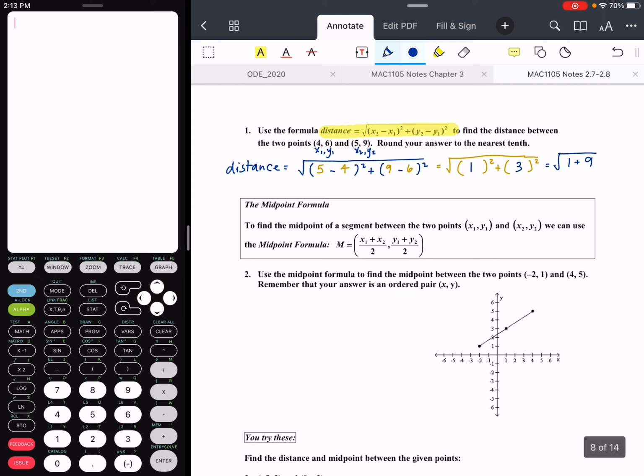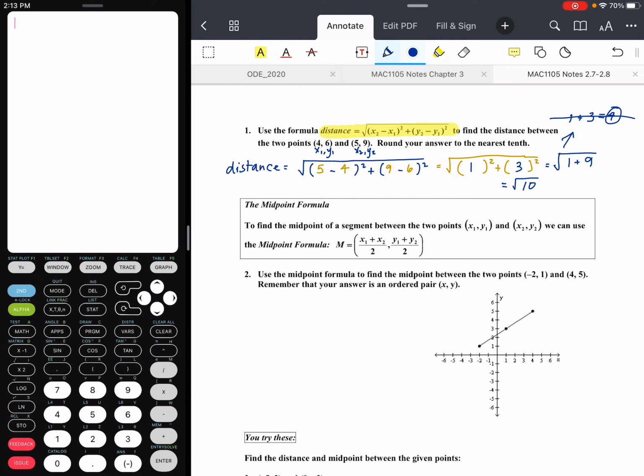Now, be really careful here. What I see a lot of well-intentioned students doing is they're like, oh, cool, 1's a perfect square. Oh, cool, 9's a perfect square. And they say, hey, this must be equal to the square root of 1, which is 1, and the square root of 9, which is 3, so 4. Yay, I'm so smart. Please don't do that. Underneath the square root, make sure you get one single constant, and then that's when you can go ahead and apply that square root. So here we have square root of 1 plus 9, which is the square root of 10.